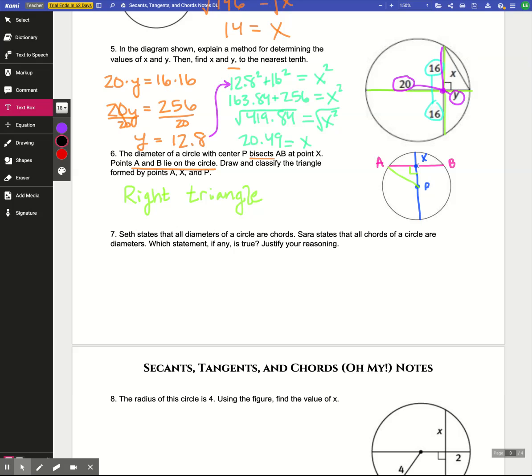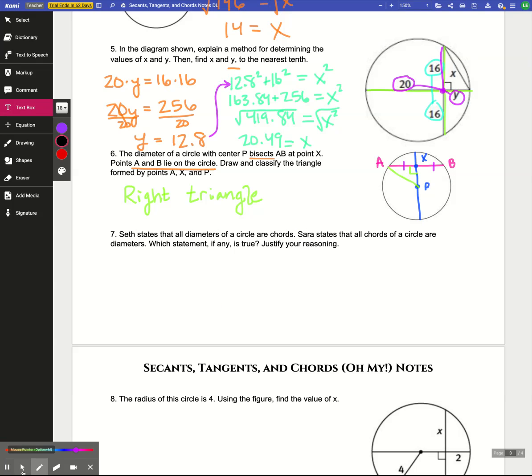So this just goes back to one of our chord rules: because that chord is bisected, what that means is that the angle formed between AB and XP has to be a right angle. So that must mean that this triangle, if you connect all 3 of those points, has to be a right triangle.